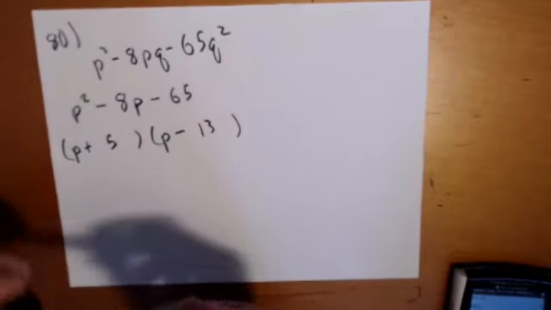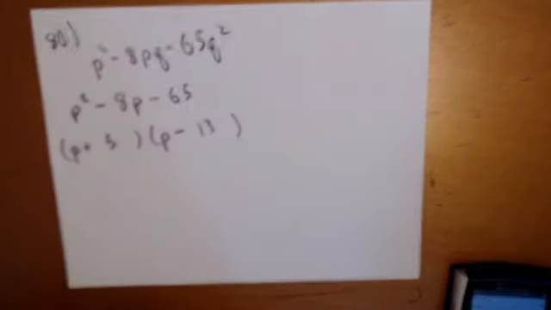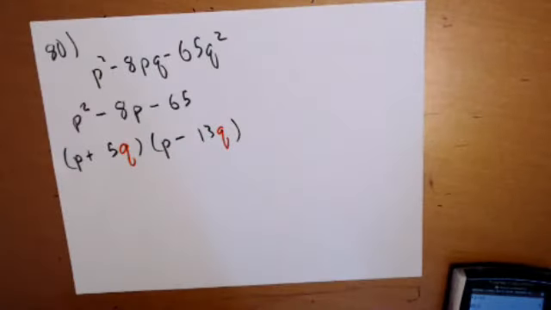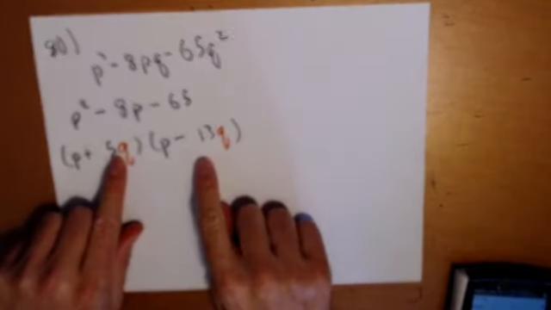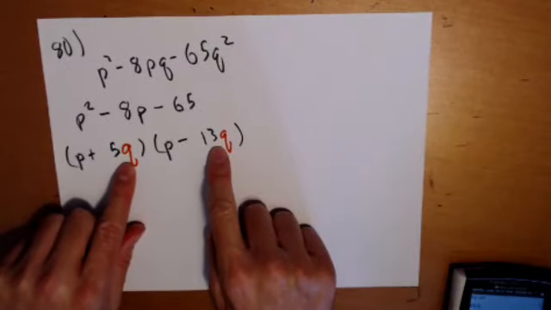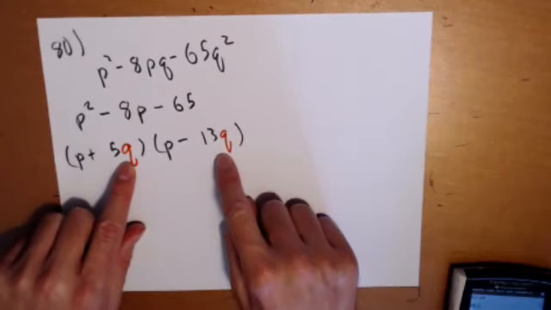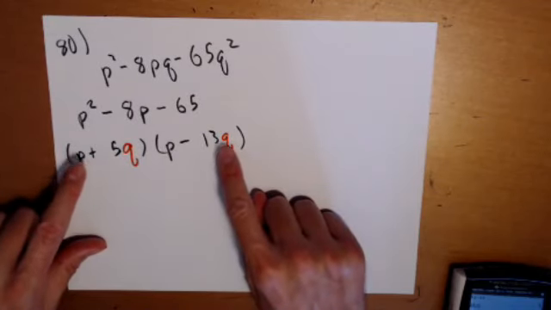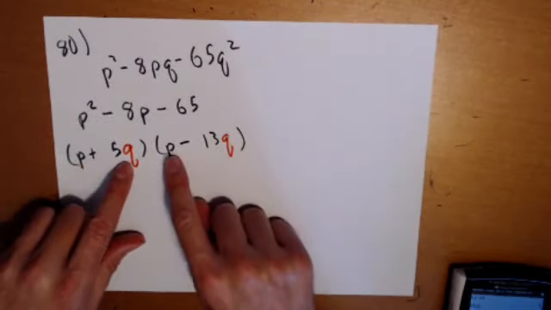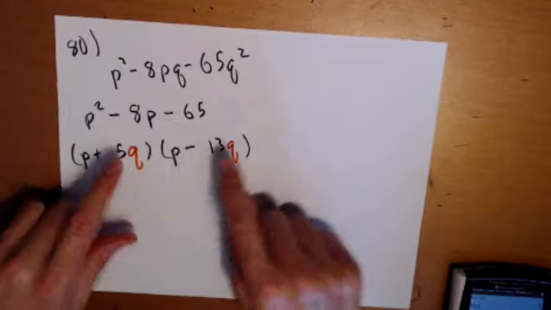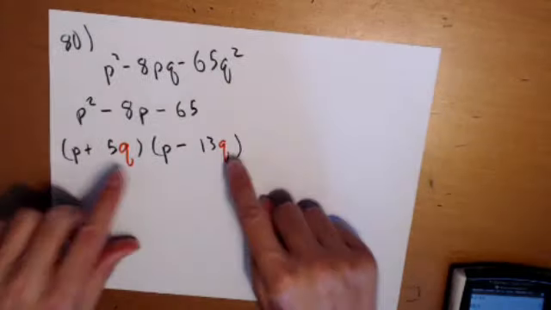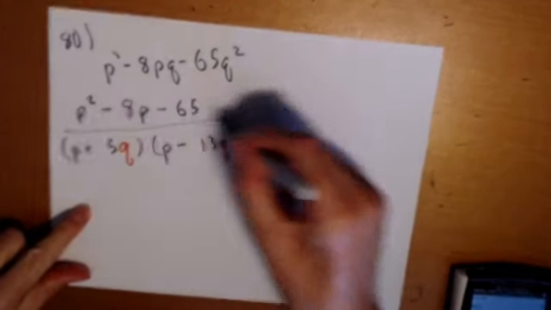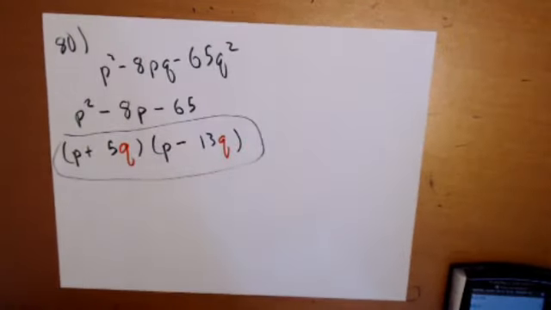Okay, so now all I need to do is add the Q. Done. Because what's 5Q times negative 13Q? Isn't that negative 65Q squared? And if you were to FOIL, that would give us negative 13PQ, positive 5PQ, giving us a negative 8PQ. You see how the Q just went along for the ride? Hopefully you liked that logic.